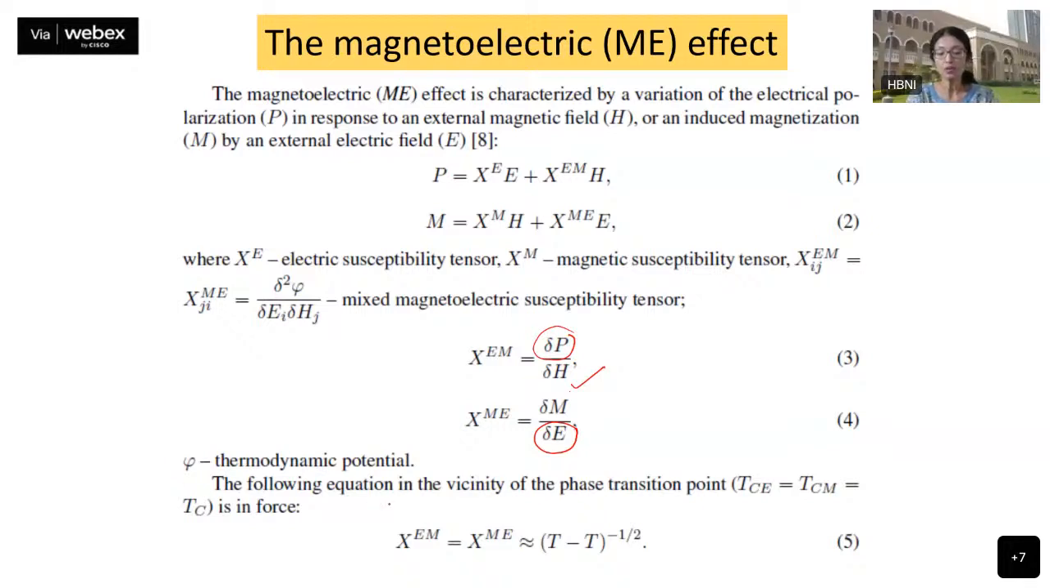So the following equation is in force in the vicinity of the phase transition point. This chi EM is proportional to (T minus T_c) to the power of minus half. So at a phase transition point, this is how this particular value, or this mixed magnetoelectric susceptibility tensor, is going to behave.